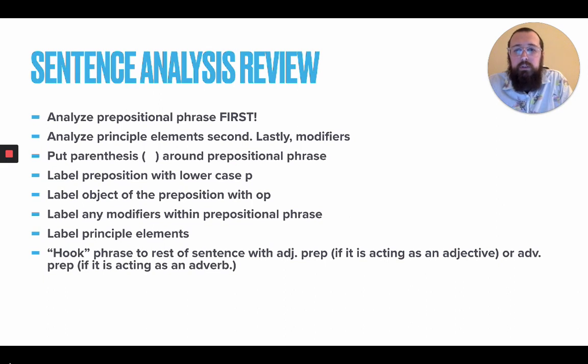When you have a prepositional phrase, you put a parentheses around it. You label it with lowercase p. The object of the preposition is a lowercase op underneath, and then you label any modifiers within the prepositional phrase. Then label any principal elements. Then you hook the phrase to the rest of the sentence with adjectival preposition or adverbial preposition.